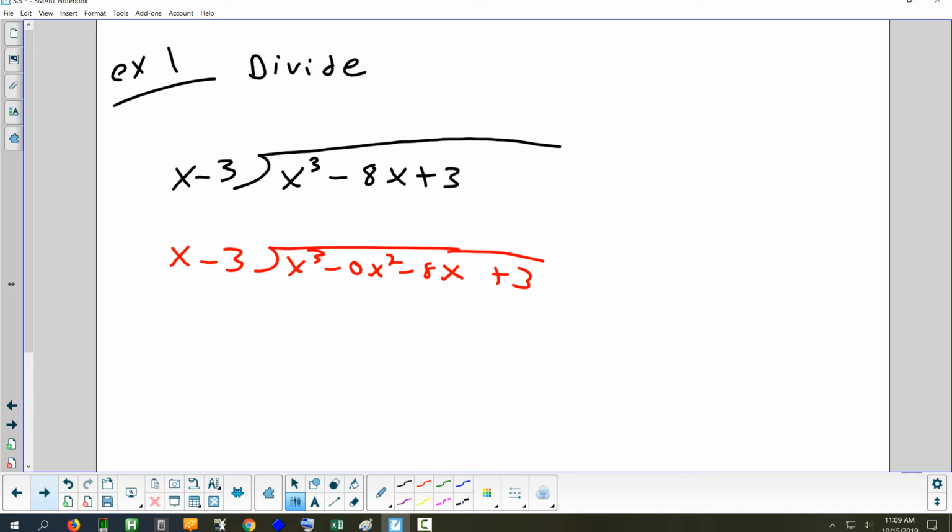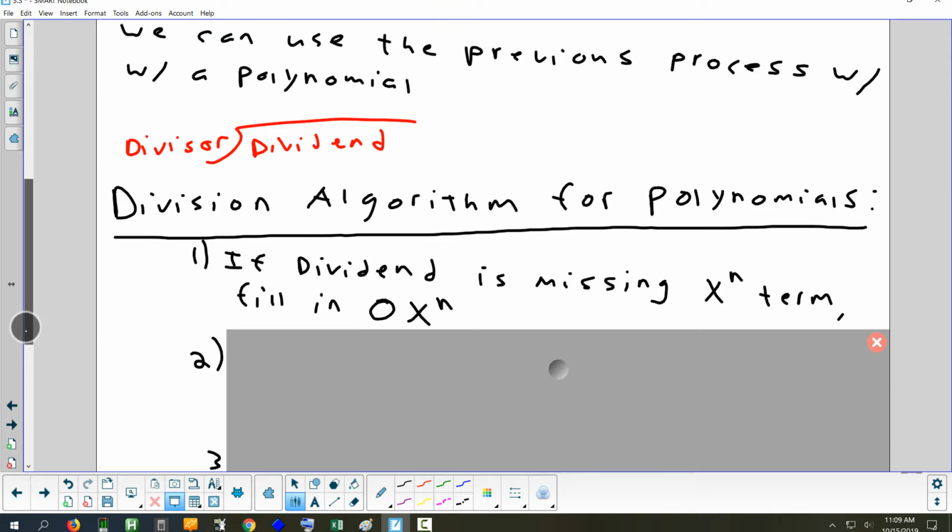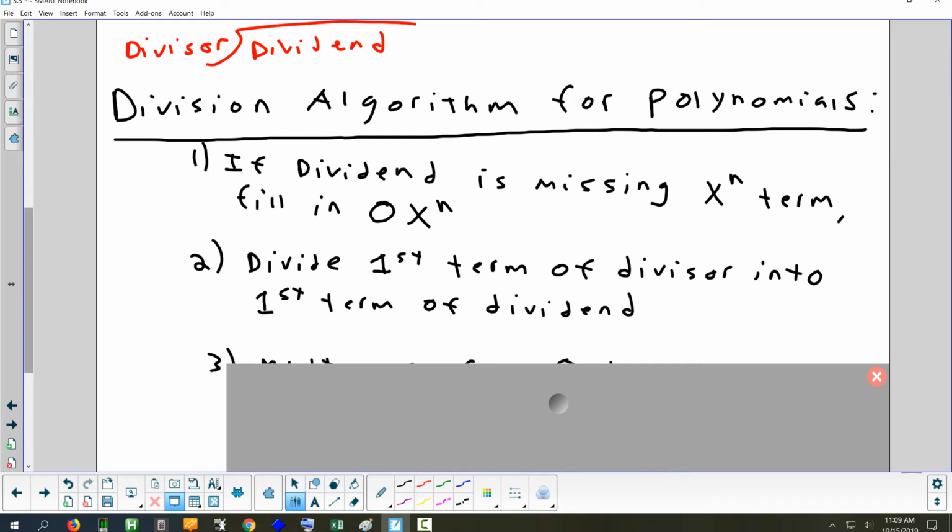Okay, so step 1. Step 2. Divide the first term of your divisor into the first term of your dividend. Okay, so divide the first term of the divisor, the thing on the outside, into the first term of the dividend, the thing on the inside. Okay, so let's look at how that would look.